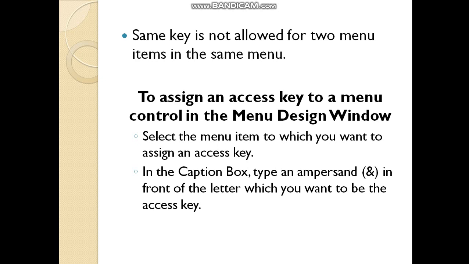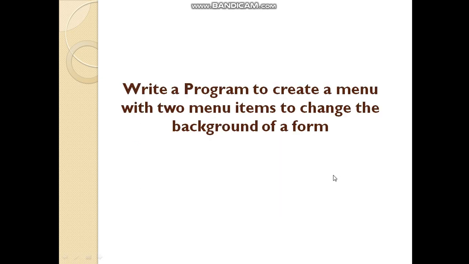But how to create access keys? Access keys are a combination of the alt key plus a designated letter. To select the menu item to which you want to assign an access key, in the caption box type an ampersand in front of the letter which you want to be the access key, the letter for which you want to press the alt key combination. Just put the ampersand there.